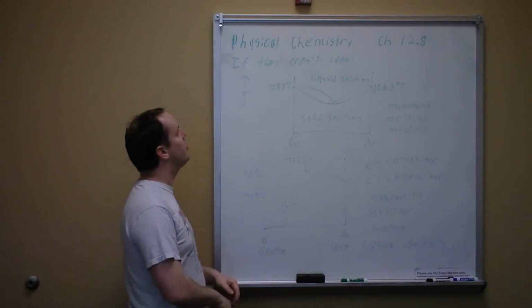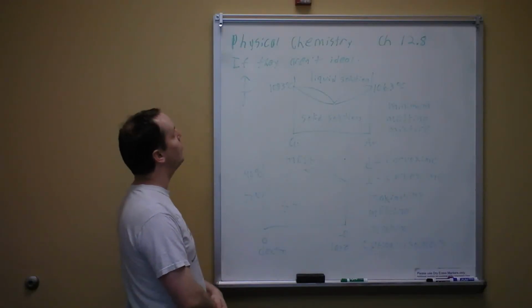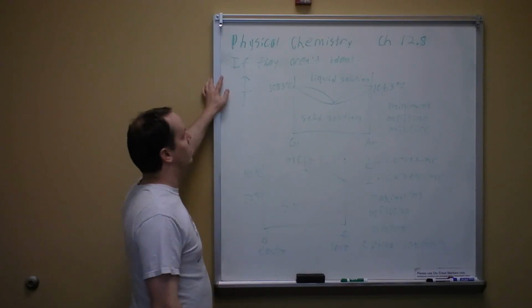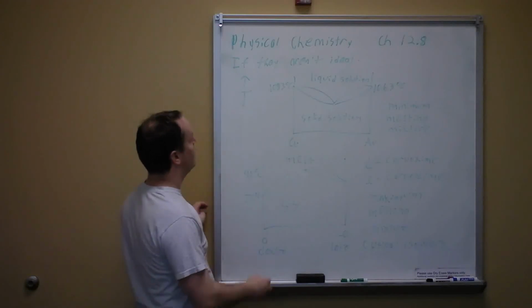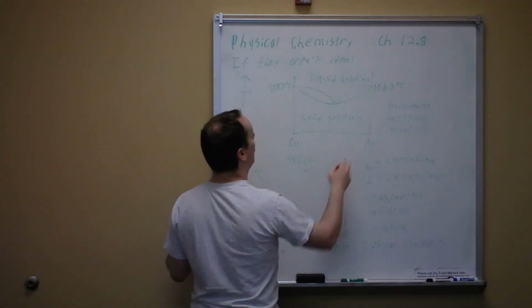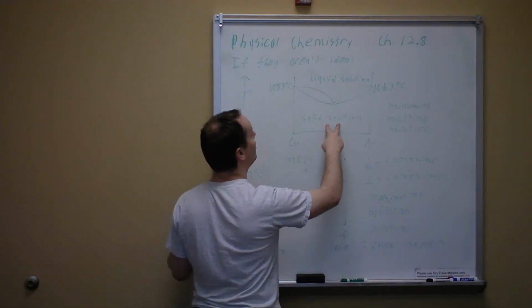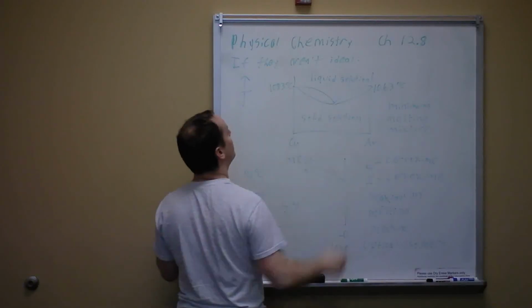Continuing on physical chemistry, chapter 12, section 8. Now, what if we have a solution that's not ideal? We're still talking about liquids and solids completely miscible in each other. So let's say we have copper versus gold. So at low temperatures, you'll have a solid solution. At high temperatures, you'll have a liquid solution.